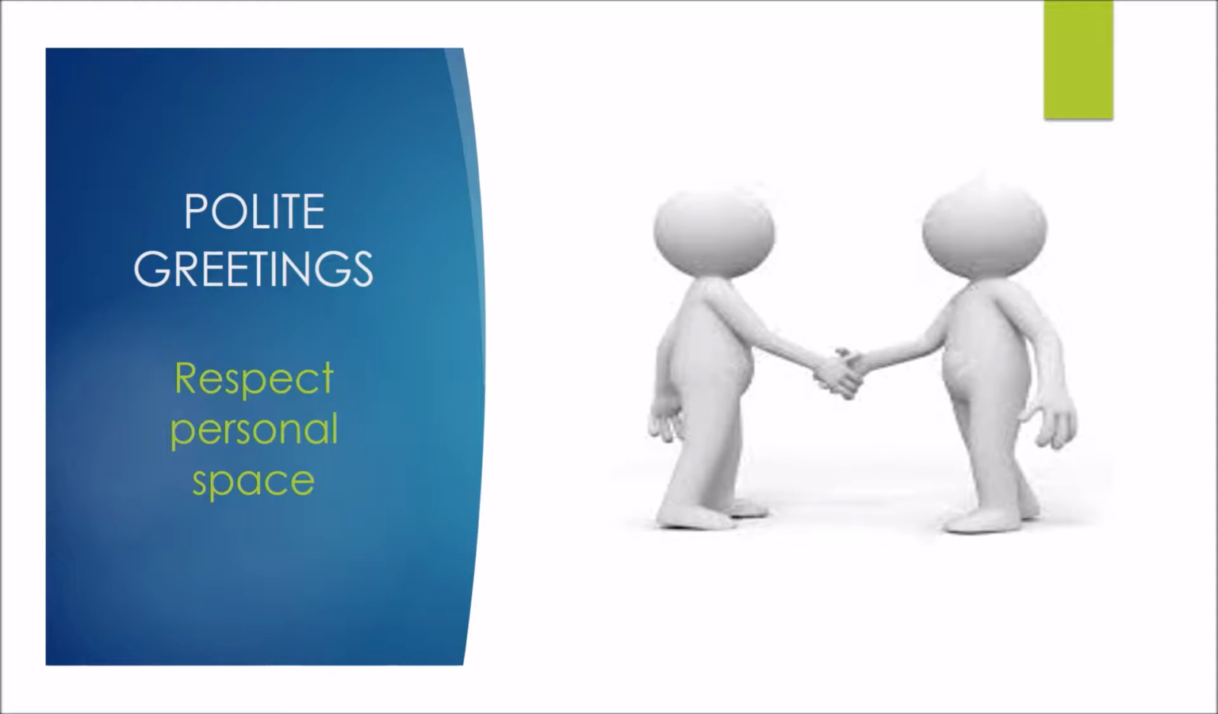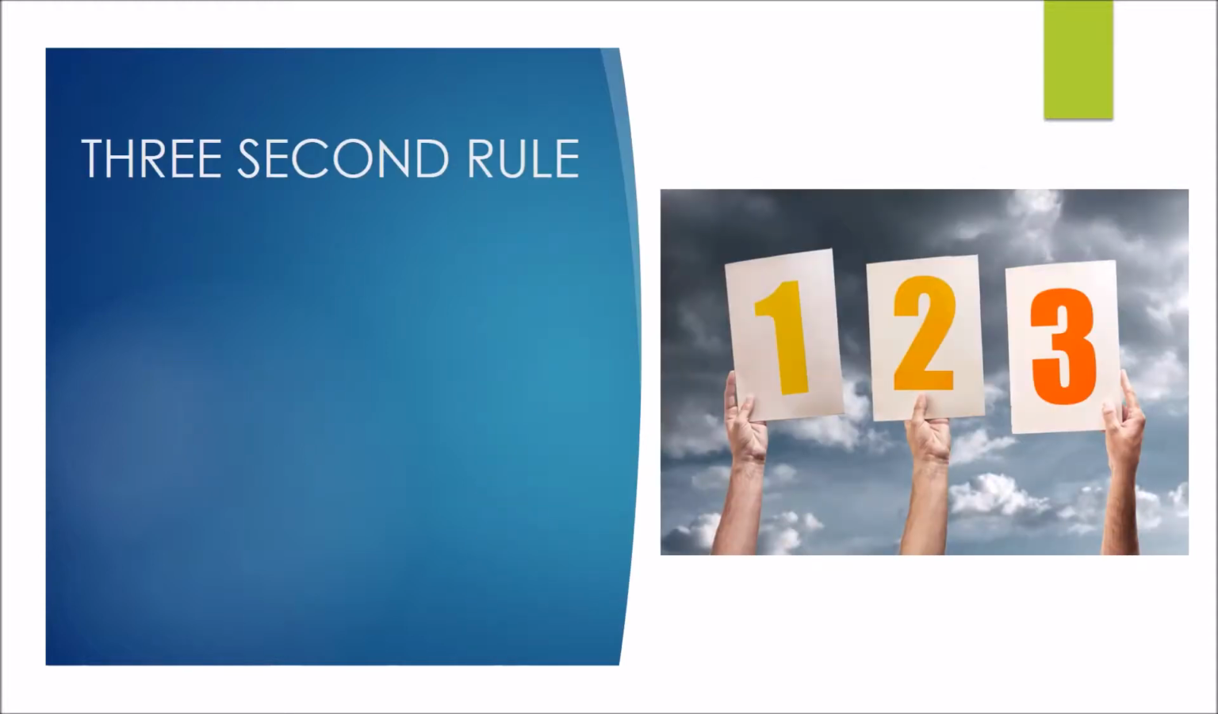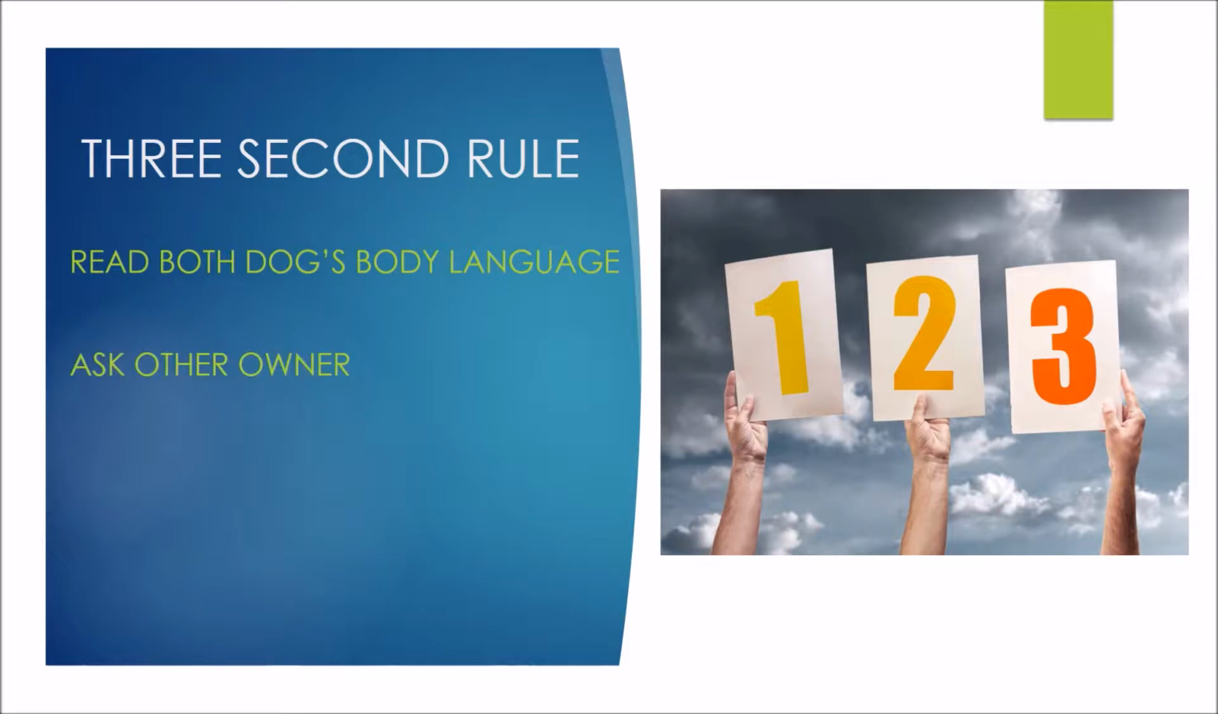So what we do is we follow what's called the 3-second rule. We're going to have ticked all the boxes and answered the questions: are we going to say hello? We've read body language. We've checked with the other owner: is it okay for my dog to say hello? And then we're going to let them do 3 seconds or less. So no more than 3 seconds. Sniff, hello, how are you? We're then going to call our dog away.